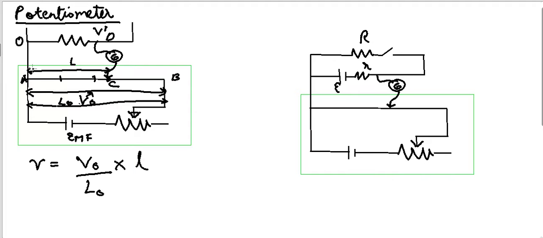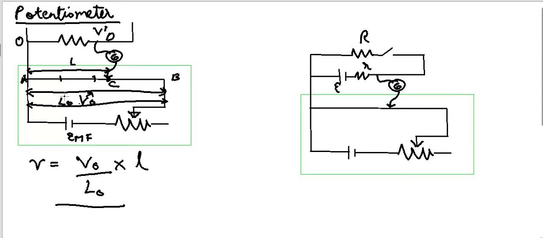Once I find the length L where the potential at D is the same as the potential at C, I will know the potential drop across that resistor by using the formula V naught by L naught, into L, knowing only the length that gives zero deflection at the galvanometer. Because I have connected the battery here, this potential becomes the same as this. The moment I find the point which has the same potential as VD, I will know the potential drop across this resistor.